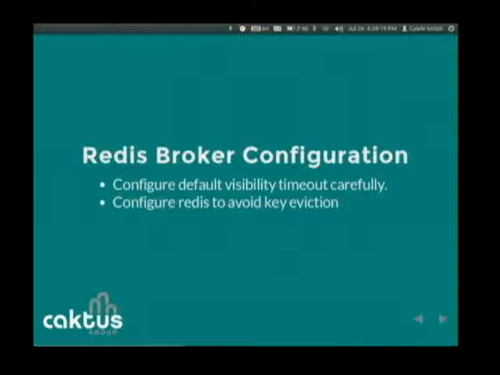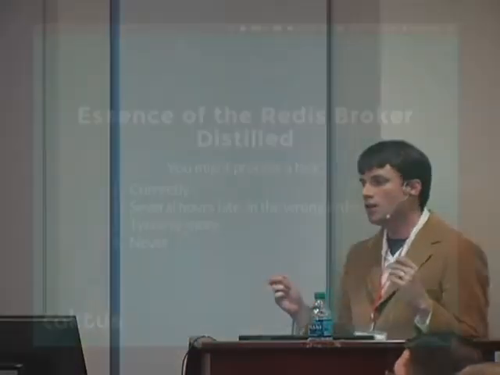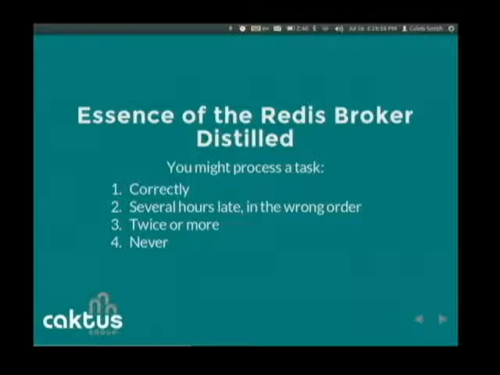Another thing about Redis broker configuration is that you want to configure Redis to avoid key eviction. It does a bit of cleanup as it runs, sort of vaguely garbage collection. You don't want it to evict your tasks and whatnot. So there's a bit of configuration that's described in the documentation. If you use this, you want to configure it to avoid key eviction. So in summary, the essence of the Redis broker distilled into some distinct facts: if you're using the Redis broker, you might process a task correctly in the correct order. You might also process it several hours late and not in the original order.